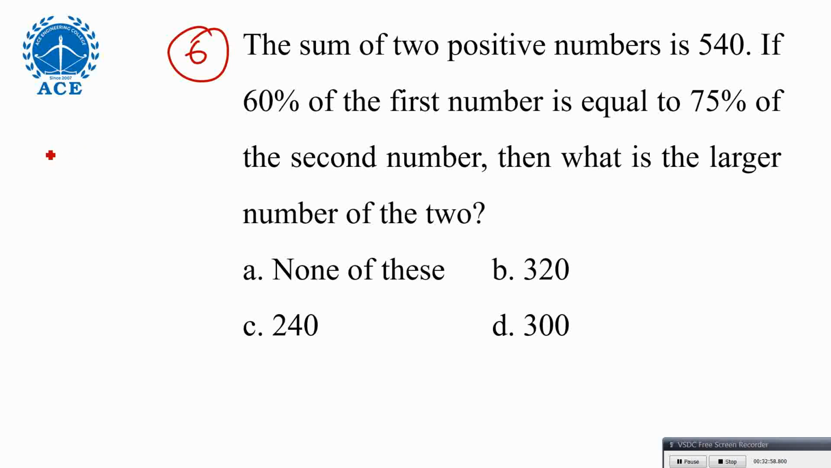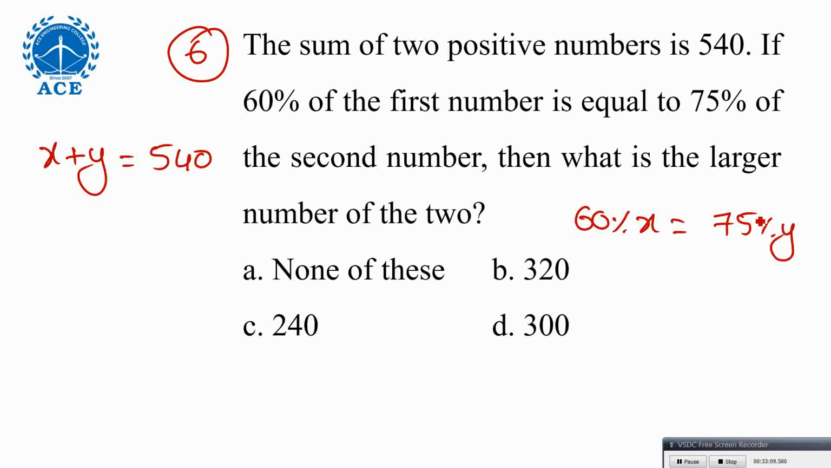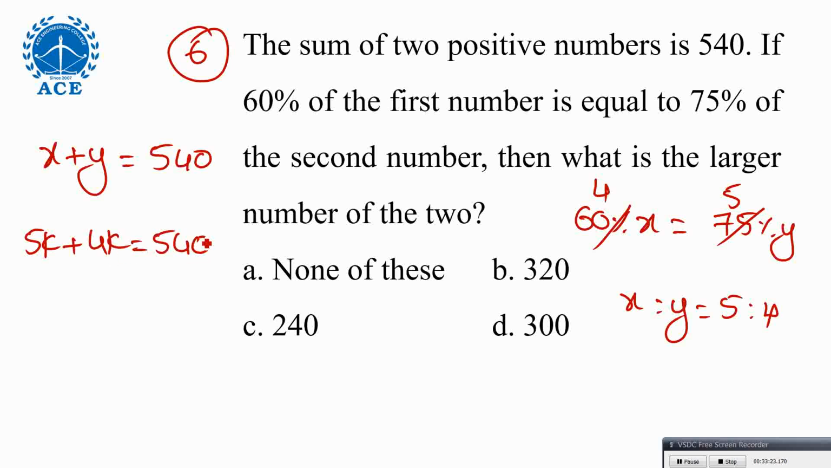Sum of two positive numbers is 540. So x plus y or a plus b, no problem. 60% of the first number, 60% of x, equals 75% of y, means 15 times 5, 15 times 4. X by y is nothing but 5 by 4. I can take x equal to 5k, y equal to 4k. Or what is 5 plus 4? 9. But adding this should give 540, so 9 should become 540, means multiply by 60. Larger number means 5 into 60, 300 is your answer.